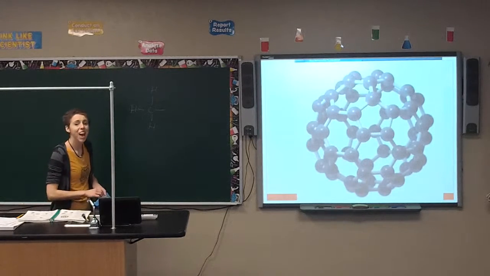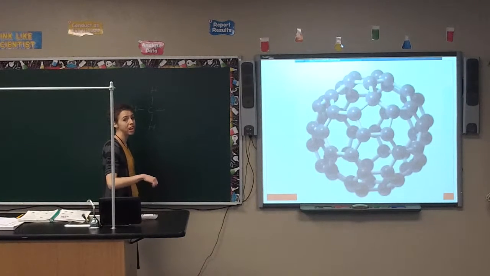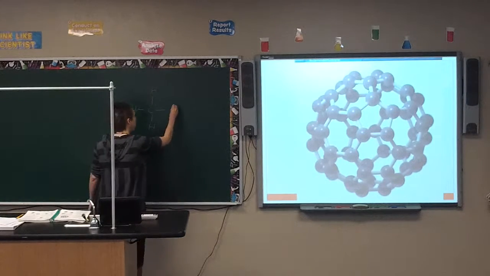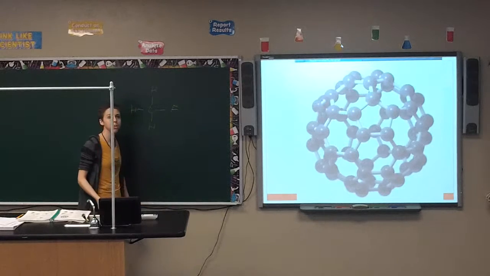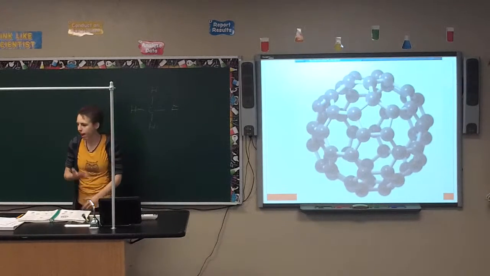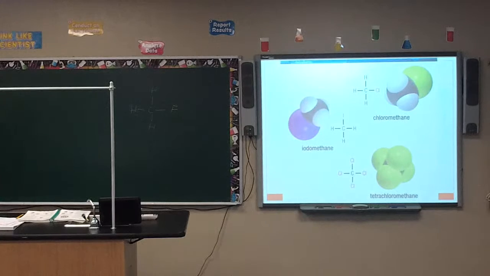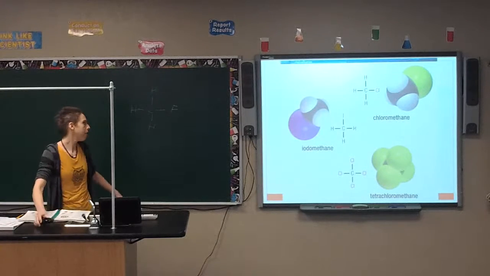Alright, the first one is the haloalkanes. Remember a halogen is from group 17 of the periodic table. It could be fluorine, it could be chlorine, it could be iodine. So those are all examples of a halogen.